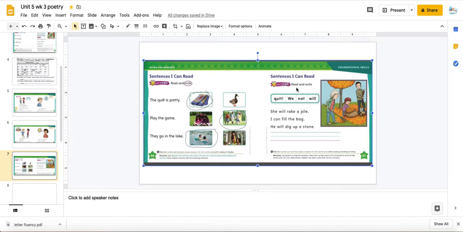Sentences I can read. Read and write. Can you read the word for me? Quit, and it has an exclamation point at the end. We not well. So let's read. She will rake a pile. I can fill the bag. He will dig up a stone.